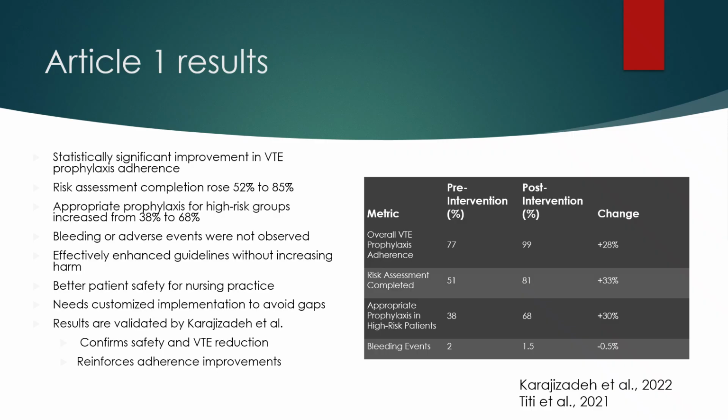As shown by the table for pre- and post-intervention rates, there was statistically significant improvement in VTE prophylaxis adherence from 45% to 72%. Risk assessment completion increased from 52% to 85%, and the proportion of appropriate prophylaxis for high-grade groups rose from 38% to 68%. It is important to note that increased negative bleeding events were not observed throughout the study, indicating that the practical guidelines were enhanced without an increase in harm. This demonstrates improved patient safety and nursing practice guidelines, while also highlighting the need for customized implementation to prevent knowledge and safety gaps.